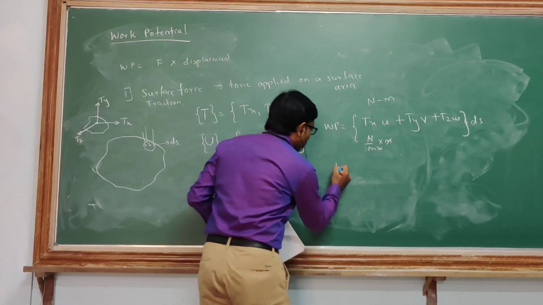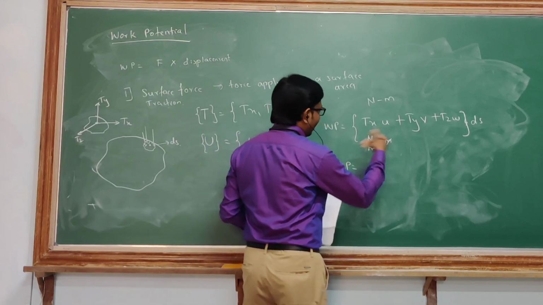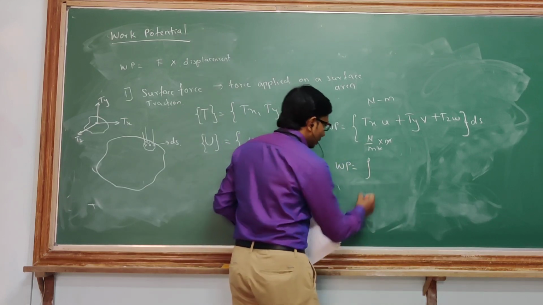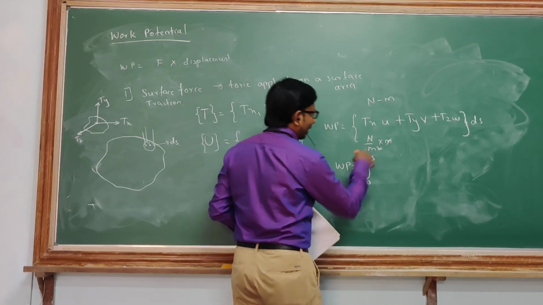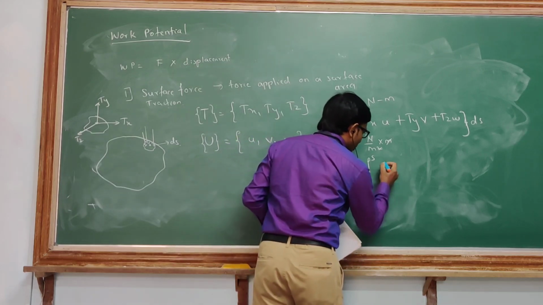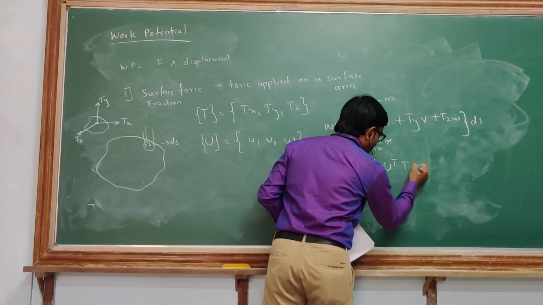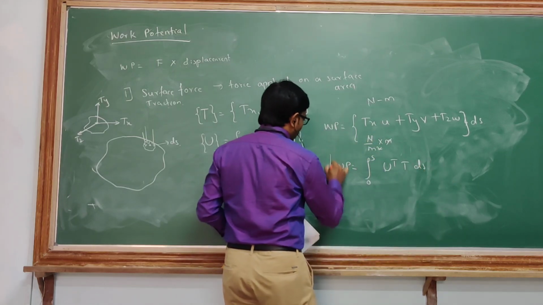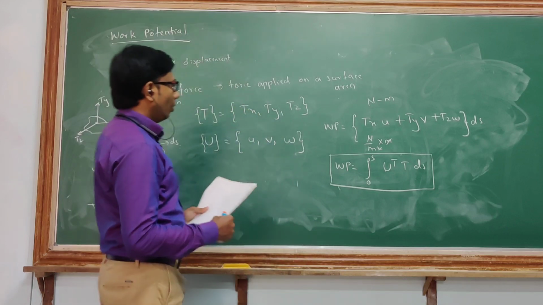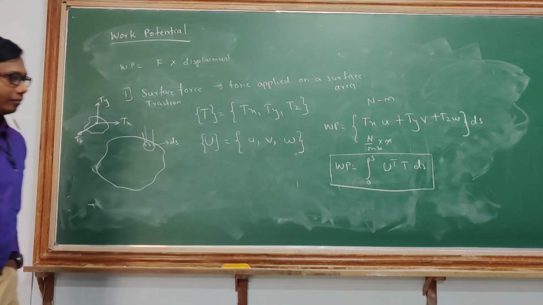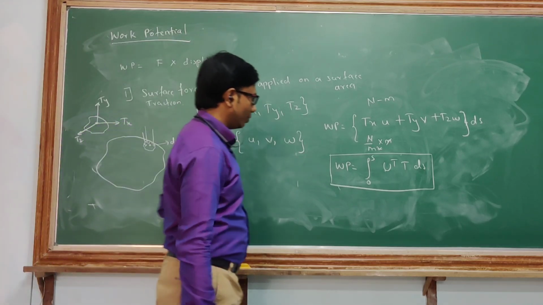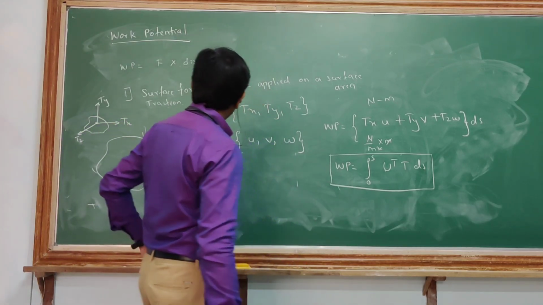So what I do is work potential, I can write it now in integral form. So that is integration 0 to S, I will take S as the surface area, U transpose T into ds. So this is how we will be calculating the traction force work potential. I hope it is clear for you guys.